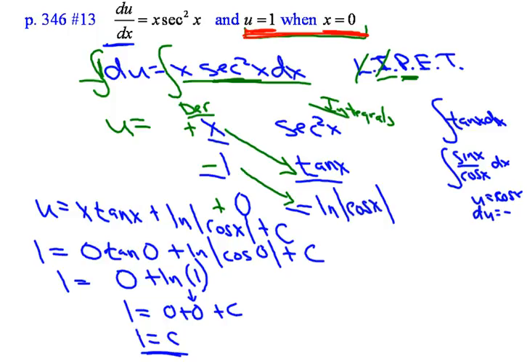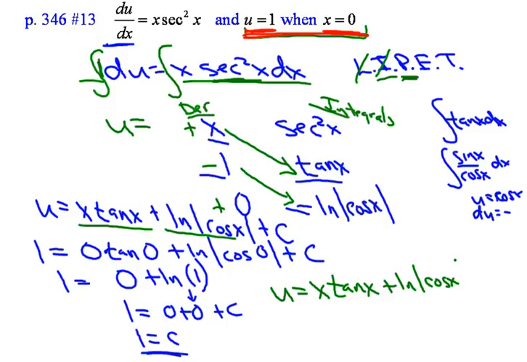Once I've determined that, I want to make sure I write the final answer very clearly. So I'm going to write u equals, I had x tangent of x. Then we had plus the natural log of the absolute value of the cosine of x. And now we've just determined our constant, and our constant is 1. And for some reason, my smartboard has let out on me here, but after that absolute value we would put a plus 1 on the end, and that would complete this problem.